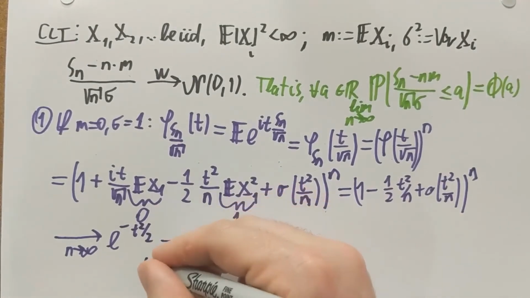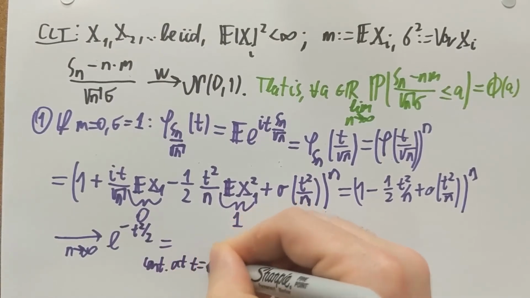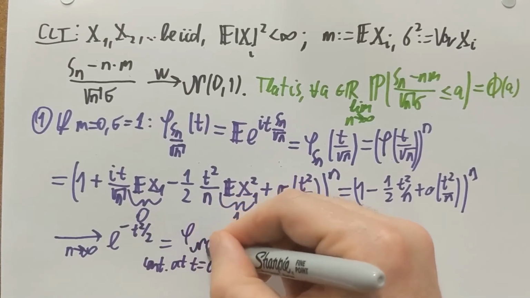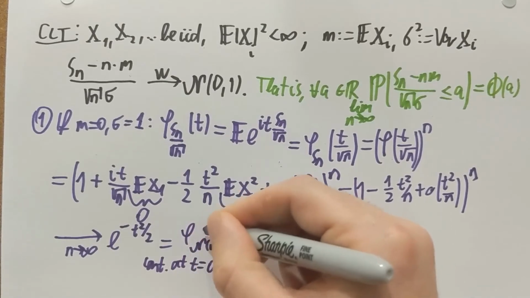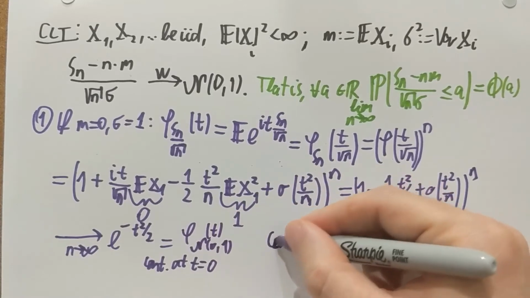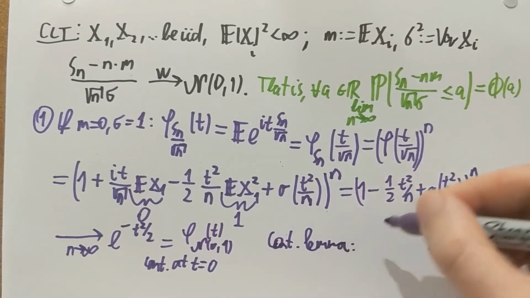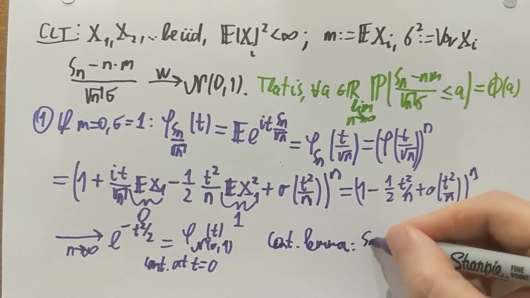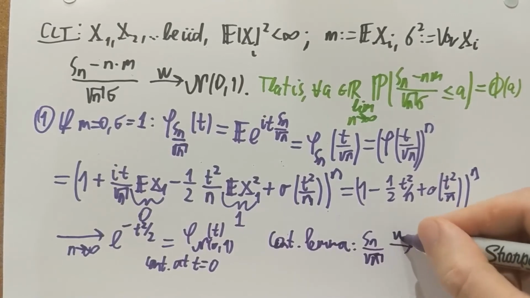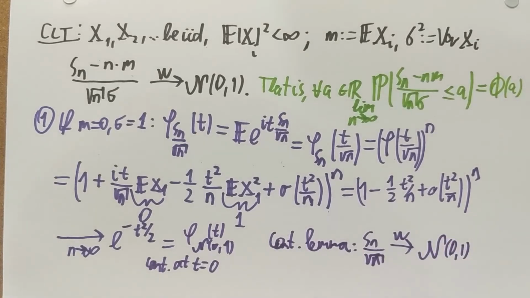Alright, this is a characteristic function. It's continuous at t equals 0, and as we all know by now, this is the characteristic function of standard normal at t. Therefore, the continuity lemma concludes that Sn over root n converges weakly to standard normal. So that was step 1.